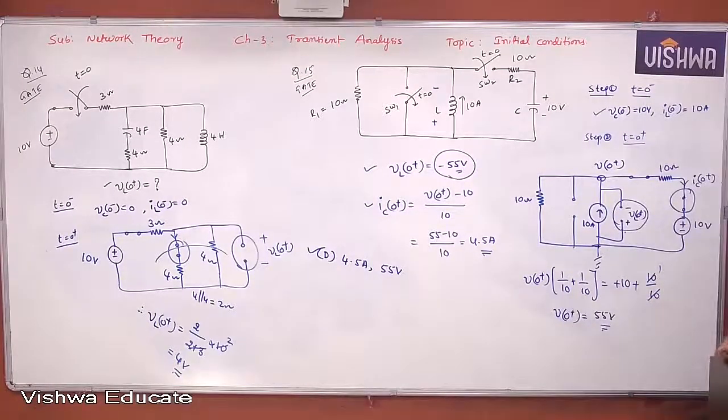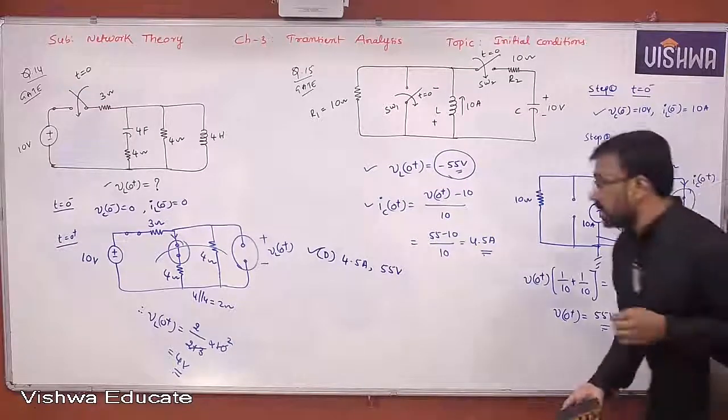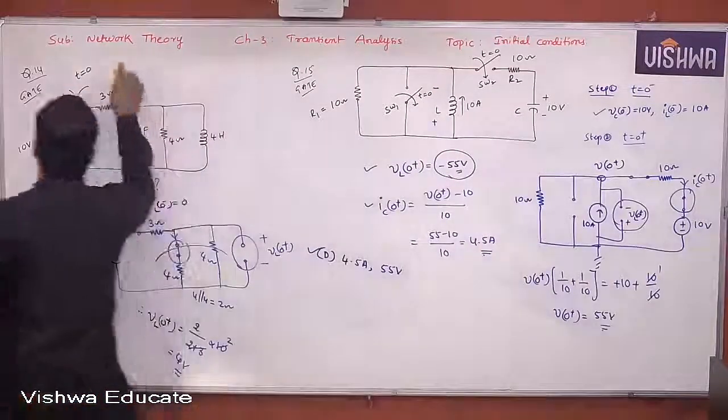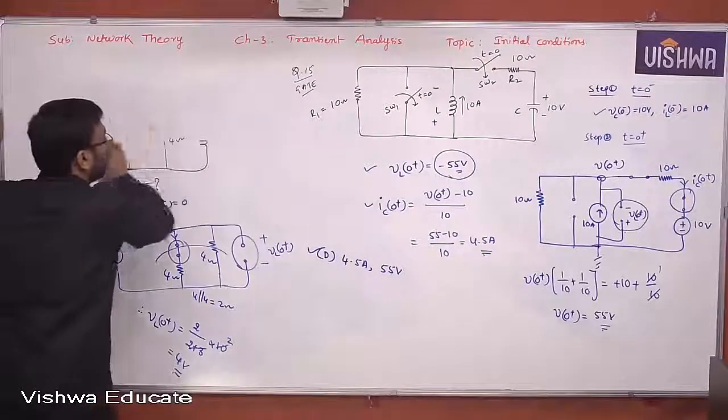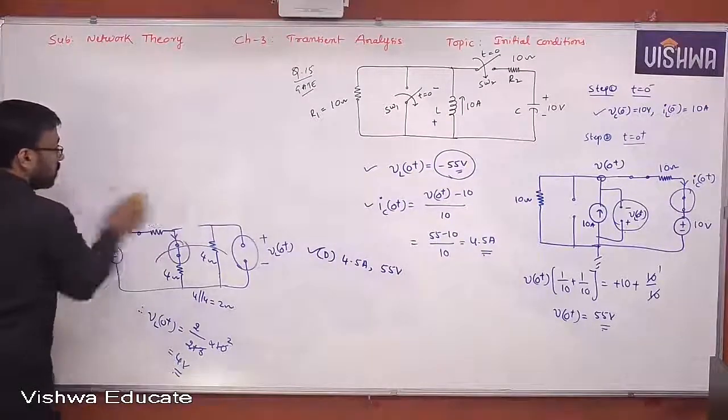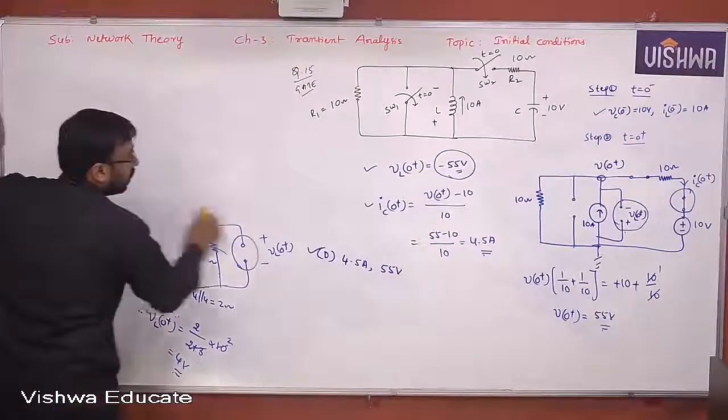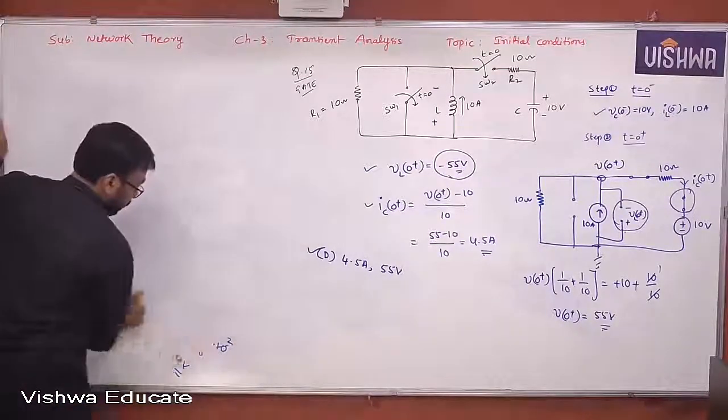This is how you need to construct. As I told you, you need to be expert in drawing the T equal to 0 plus equivalent circuit. Okay, all of you understand, right? So just quickly complete that. We will move on to question number 16.